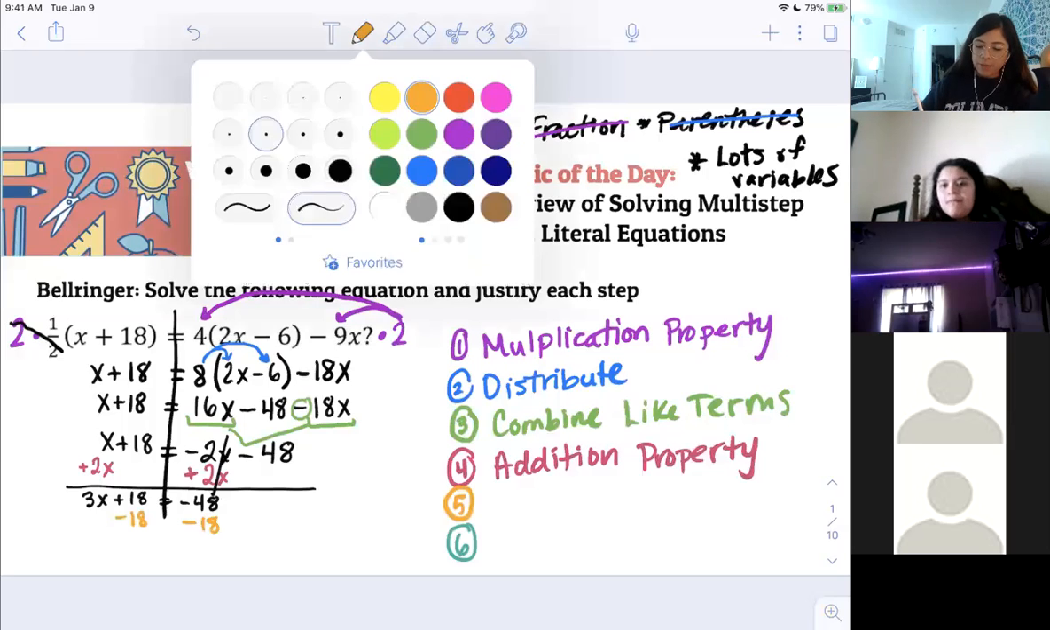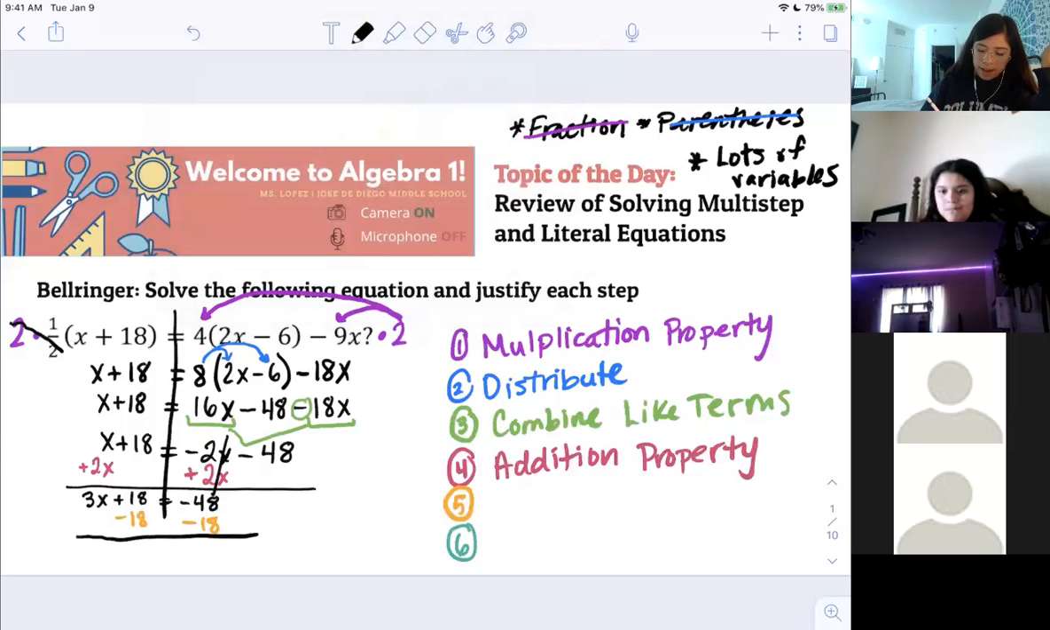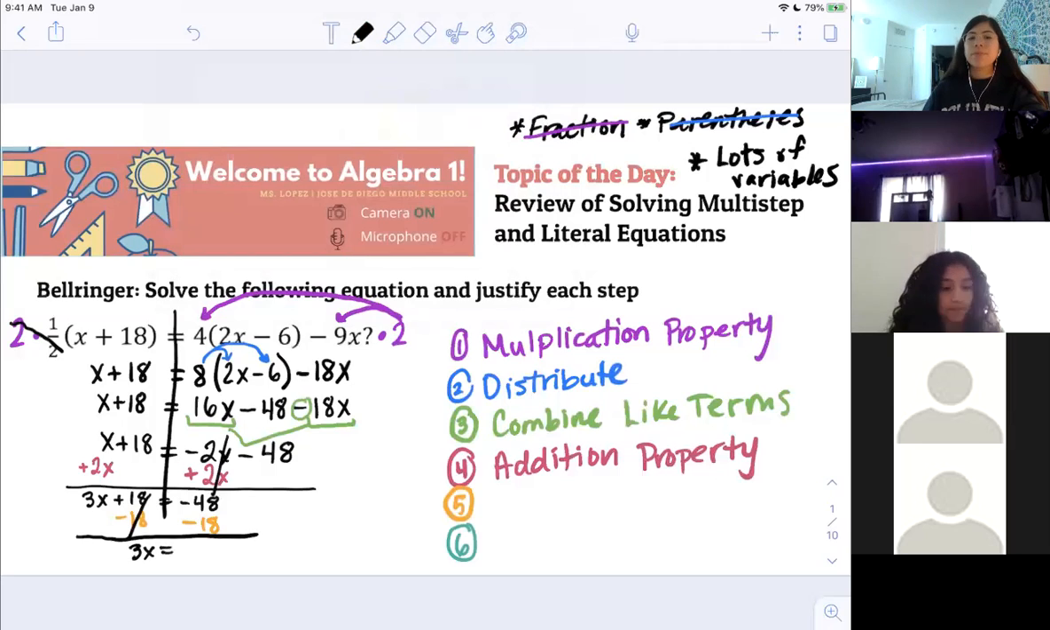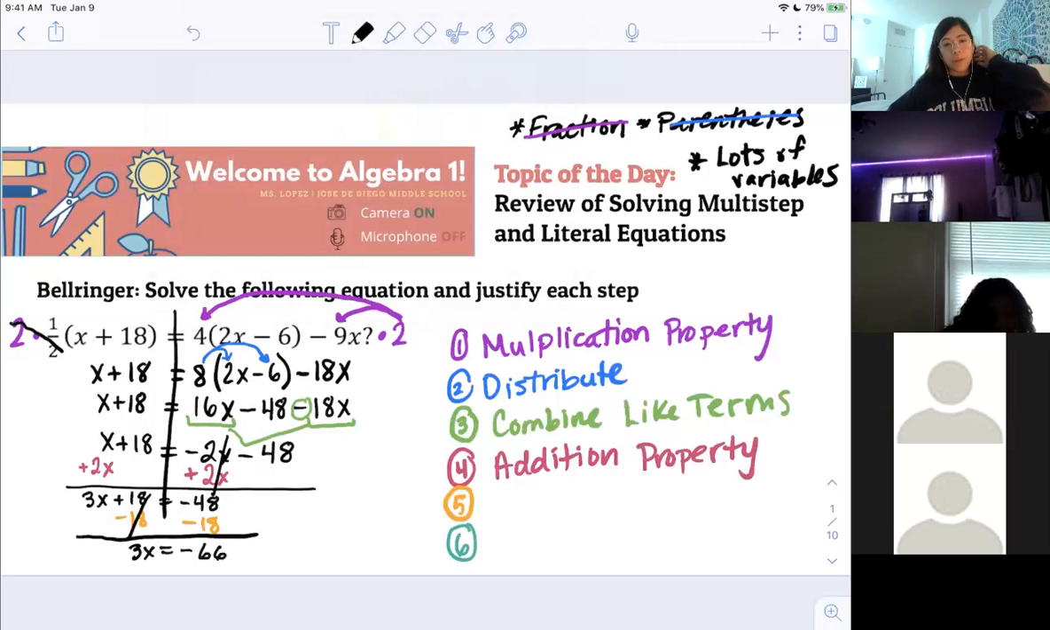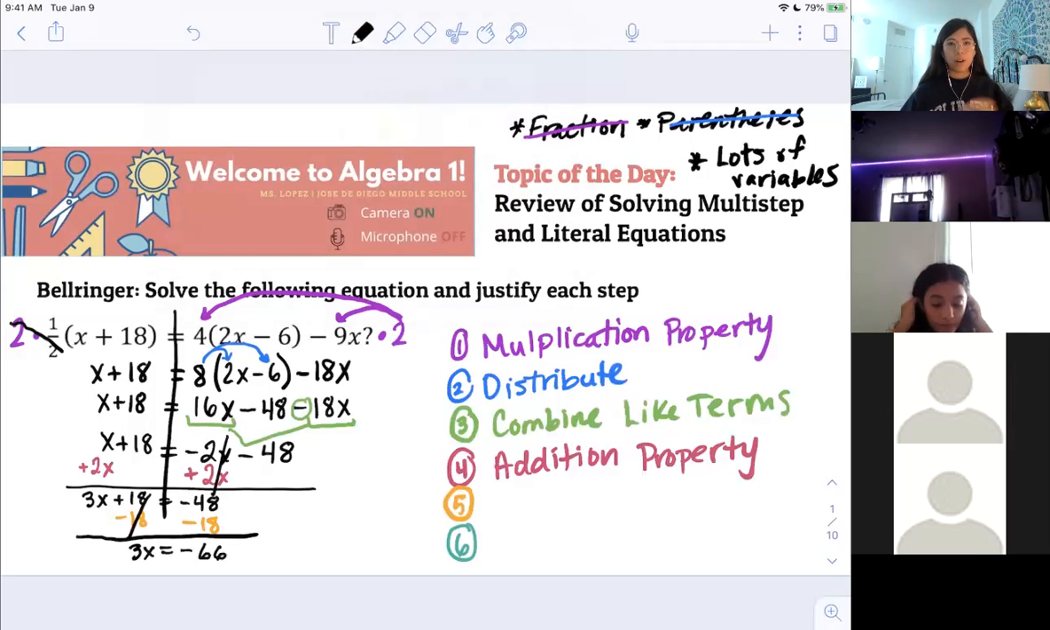But this is where you have to be very careful because you started at negative 48, and then you're subtracting from negative 48. So since you're subtracting, it's going to become even more negative. So what is my answer when I do negative 48 minus 18? Negative 66. Negative 66, exactly. If you got negative 30 or positive 30, you went the wrong way.